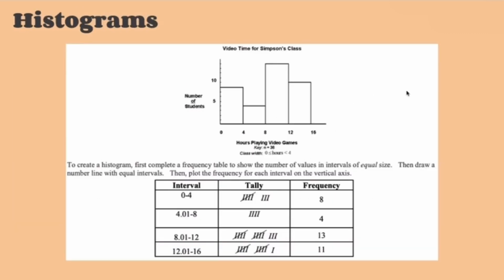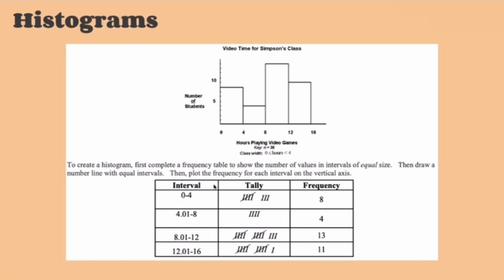Next, let's go over histograms. So histograms kind of look like bar graphs, and for them, we always create a frequency table. For our frequency table, they'll always give us some data values, and we're going to split them into intervals. You always want your intervals to be easy to work with so that the rest of your graph is pretty easy to work with.